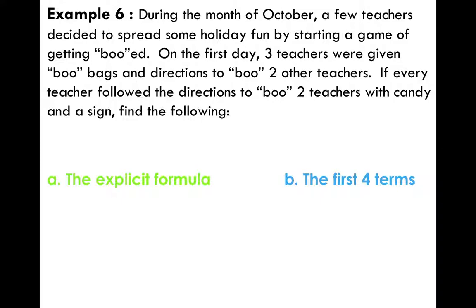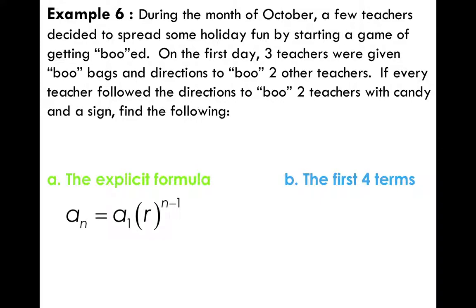All right, it says during the month of October, a few teachers decided to spread some holiday fun by starting a game of co-ed boo-ed. On the first day, 3 teachers were given boo bags and directions to boo 2 other teachers. If every teacher followed the directions to boo 2 teachers with candy and a sign, find the following. Well, what would be the explicit formula for this?